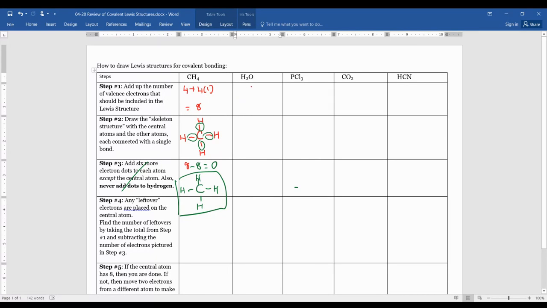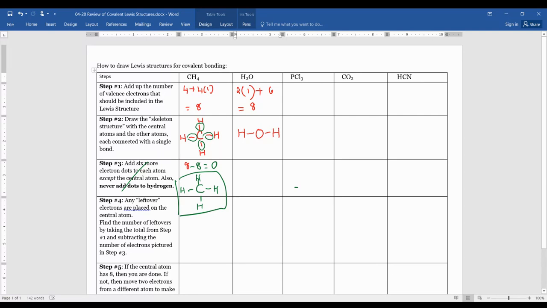Okay, now let's go to water. There are 2 hydrogens and 1 valence electron each. And then I have 6 valence electrons on oxygen, so I have 8 again. Now hydrogen is the first atom, so I don't draw that in the center. I draw that on the side. Oxygen is in the center. Then I have another hydrogen.